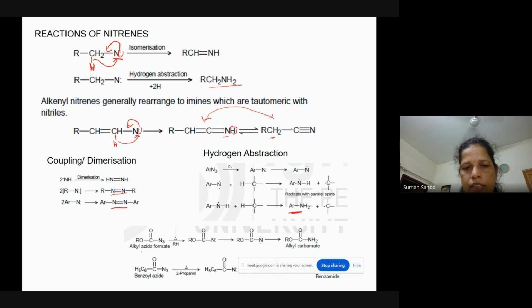And such as you just see, this azidoformate in situ gives you this nitrene intermediate, which again takes out some proton or abstracts hydrogen from your solvent or something to give your alkyl carbamate.